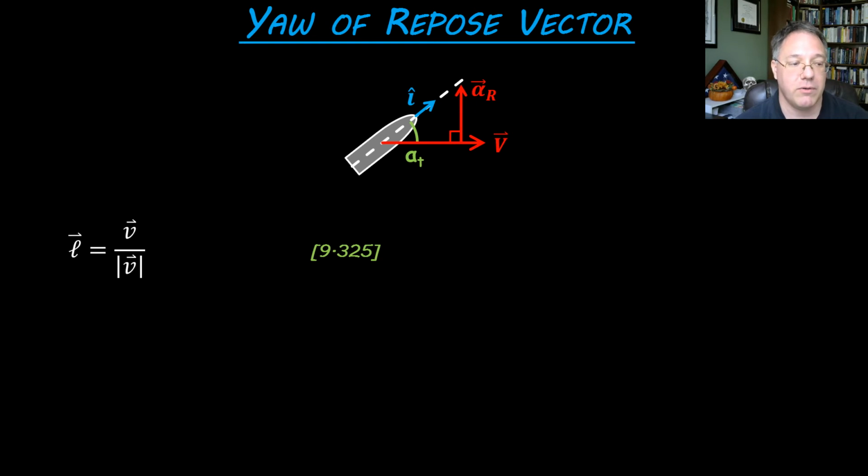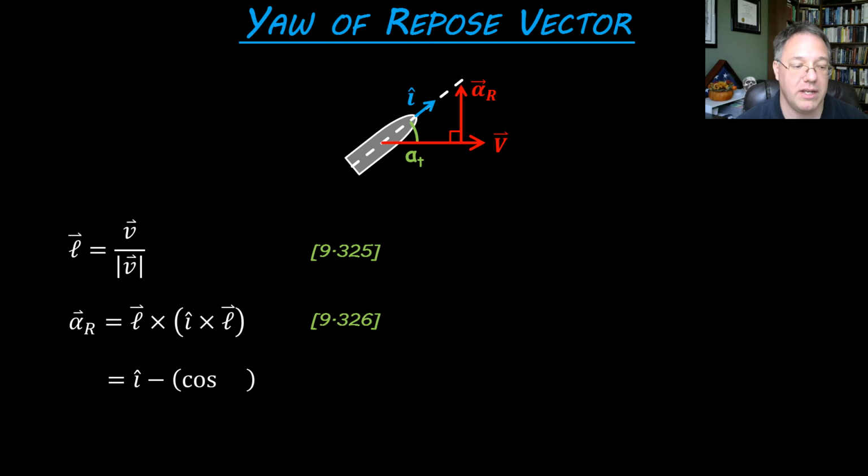We have a couple of different variables that come in here. There's a lowercase l vector, which is our velocity vector turned into a unit vector, so our velocity vector divided by the magnitude of the velocity vector. Then we can define our yaw of repose based on that and our I vector, the unit vector of the nose where it's pointing. That relates back to our actual total yaw angle alpha t with equation 9.328. So we can do it either way.